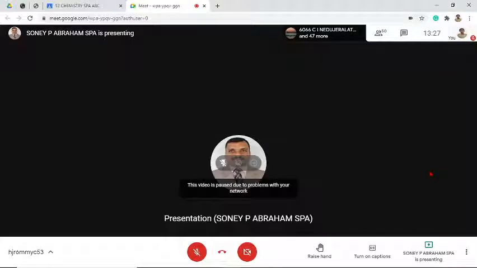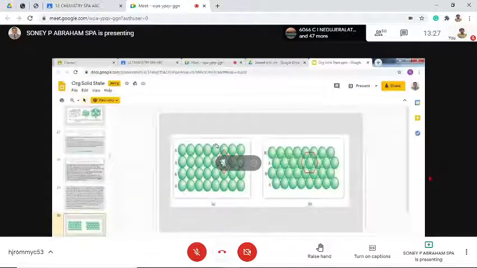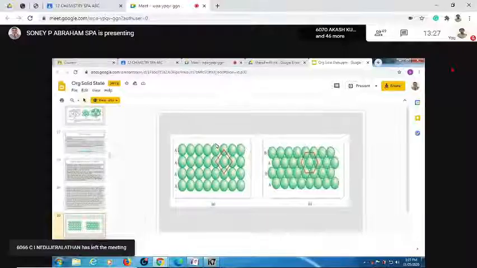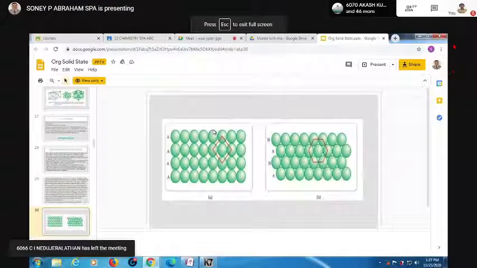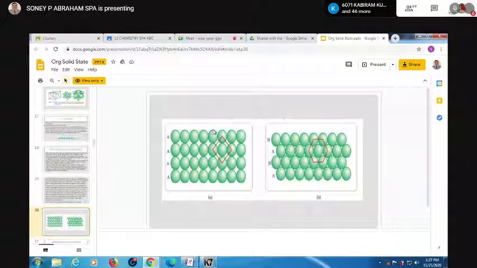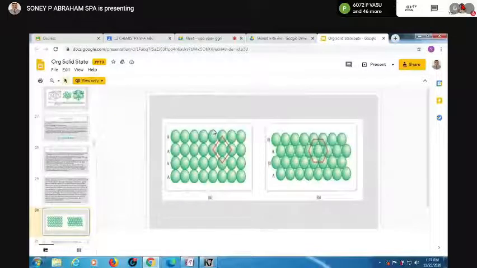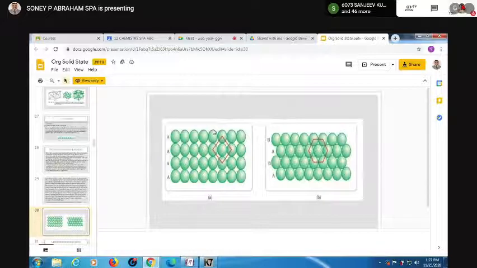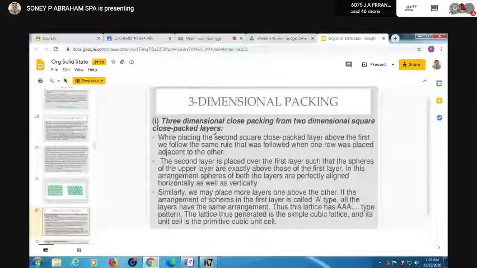Okay, so by 2 dimensions, arranging the rows together, you will get a layer. First, in 1 dimension you are getting a row. In 2 dimensions, you are getting a layer. And if you want to get a 3-dimensional packing, what do you have to do? Stack the layers. You have to arrange the layers together. So that will give you 3-dimensional packing.